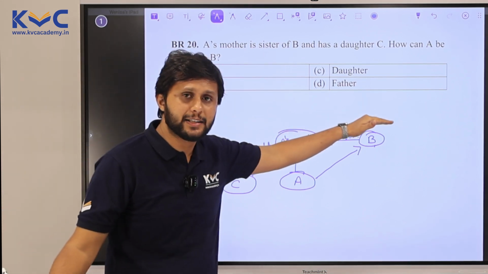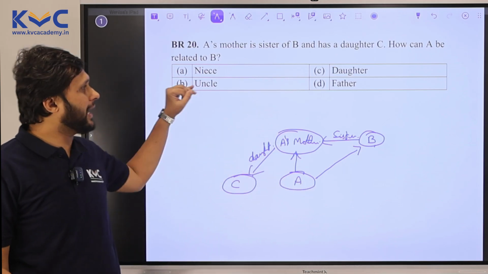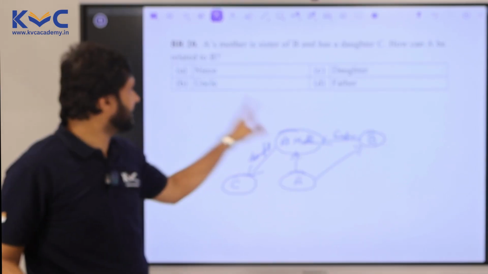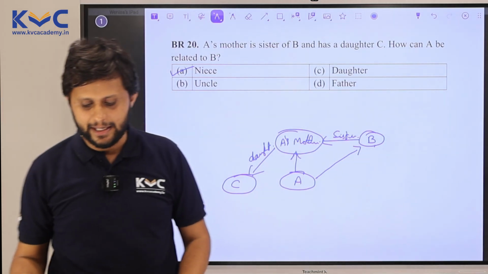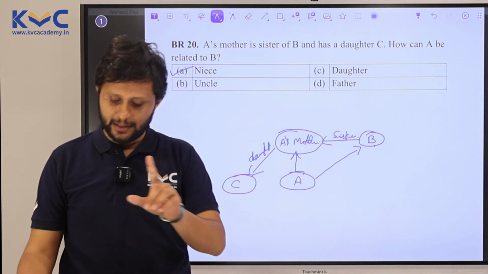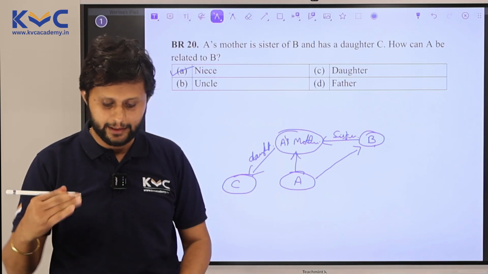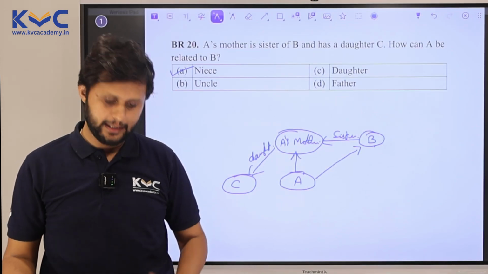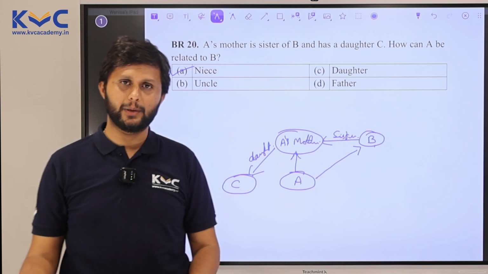So we are seeing from upper generation to lower generation. So it cannot be father, it cannot be uncle. Daughter, own daughter, no, it is sisters. So answer is niece. Option A is the right answer. Who is niece? Your sister's kid, probably girl child over here is your niece. That's option A, niece. Question number 20 is done.